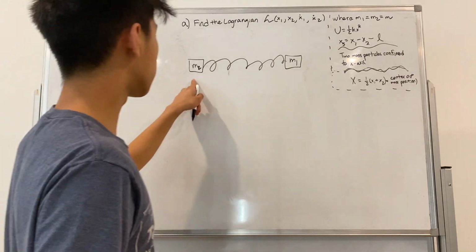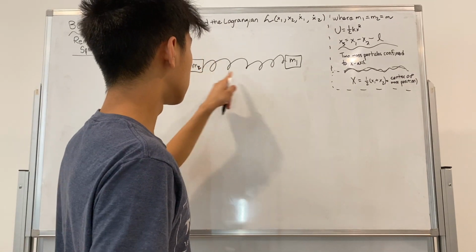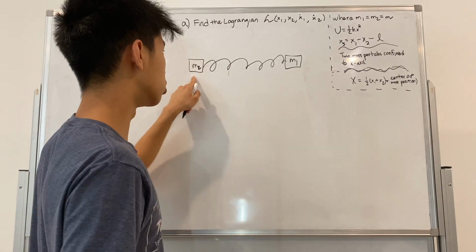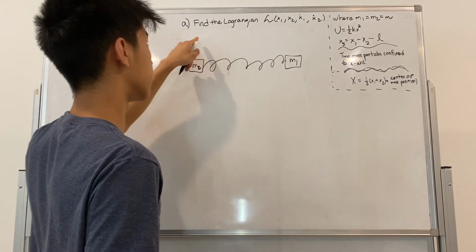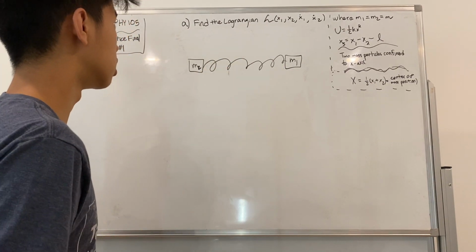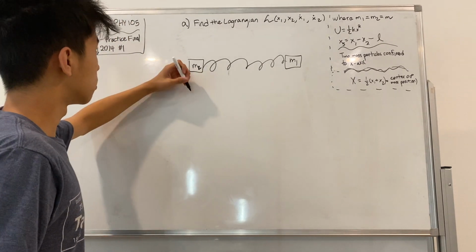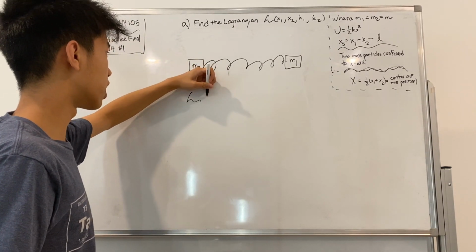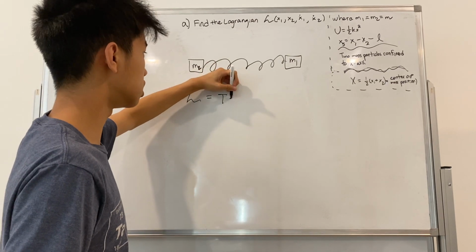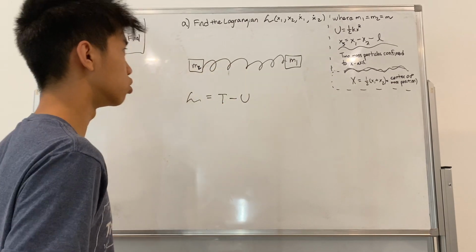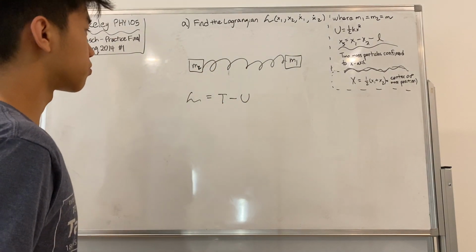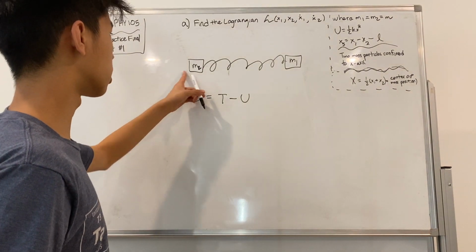So what we have here for part A is two masses M1 and M2 connected by a spring, and our goal is just to find the Lagrangian. So part A is pretty straightforward. Lagrangian is simply kinetic energy T minus potential energy U. So let's see here. Kinetic energy.